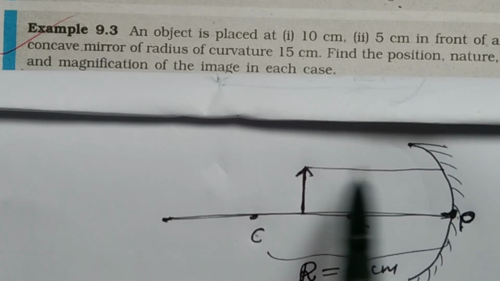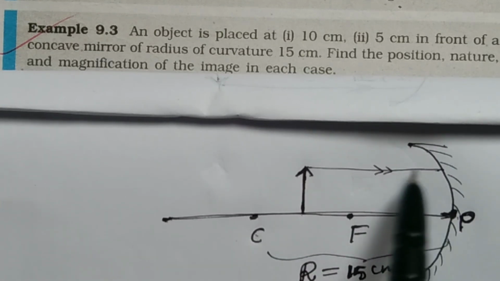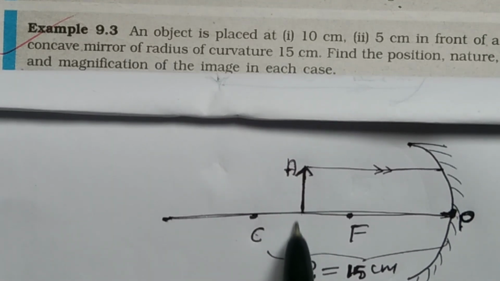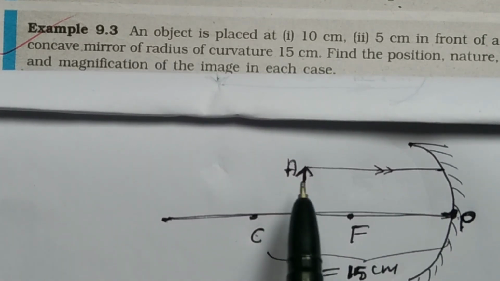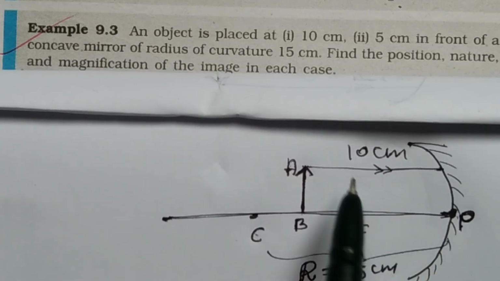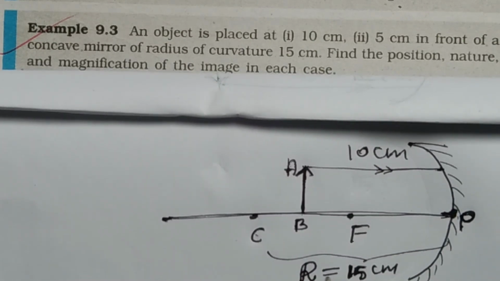So the ray of this object is traveling this side, isn't it? And this is the object, suppose A and B. The name of this object is suppose A and B. And the distance of this object from this mirror is how much? 10 centimeter. This is what? Case 1. 10 centimeter. Understood?